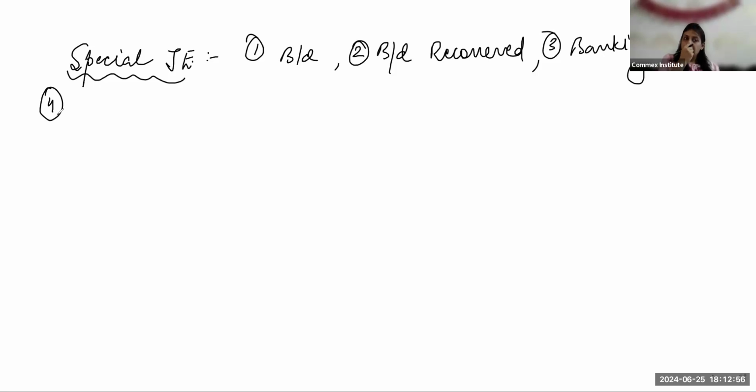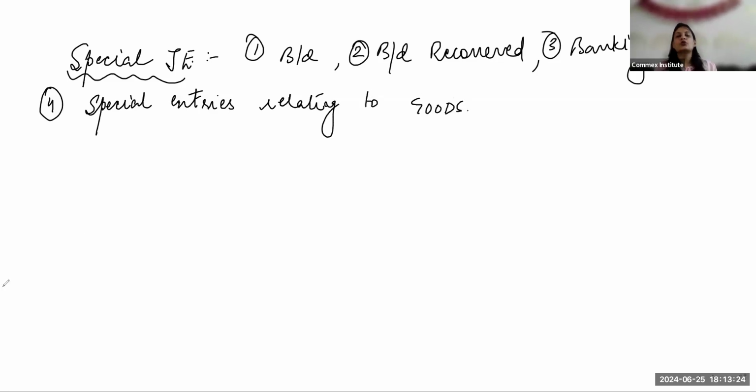And that is the transactions relating to goods. Okay, so these are the special entries. Just put the heading: special entries relating to goods.